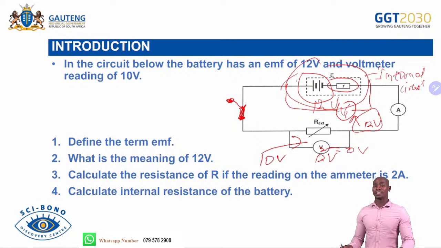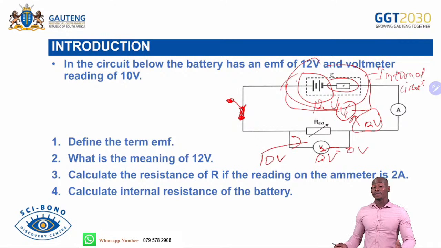So for example, learners, if you go to a shop and you buy a cell or a battery, you buy a cell with a certain EMF. Let's say, for example, you buy a cell with an EMF of 12 volts. So you come with it, you connect the voltmeter across the terminals of that battery. What are you going to get? You are going to get 12 volts.